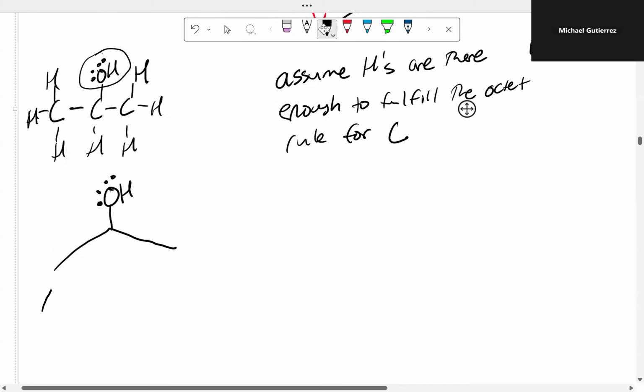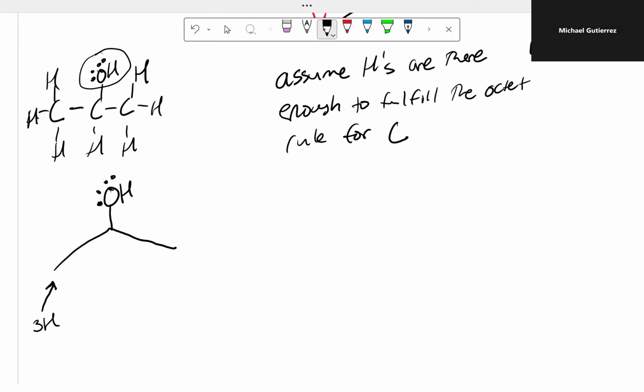We know that the carbon on the end here has to have three hydrogens. Well, how do I know it has three hydrogens on it? Because I only see one bond to that carbon. So I know the other three bonds have to be occupied with hydrogens to fulfill the octet rule. This carbon right here has only one hydrogen on it because it's got one, two, three bonds already to it. That quote unquote missing fourth bond is occupied by a hydrogen. And then I know this carbon on the end here has three hydrogens.